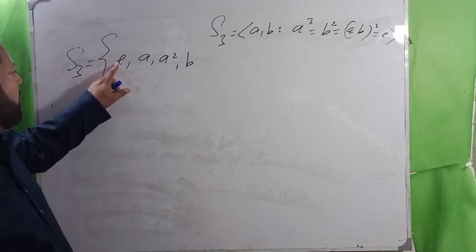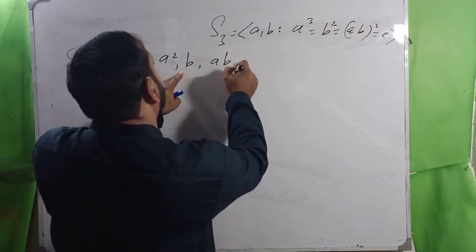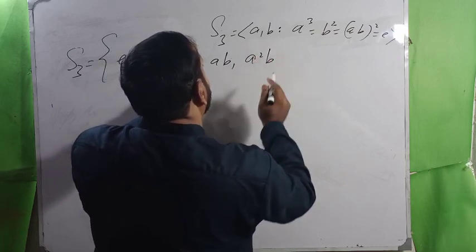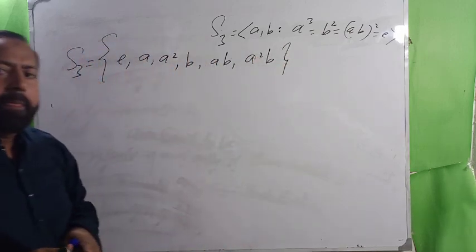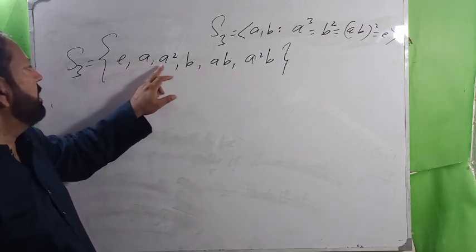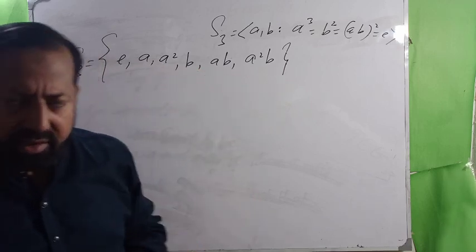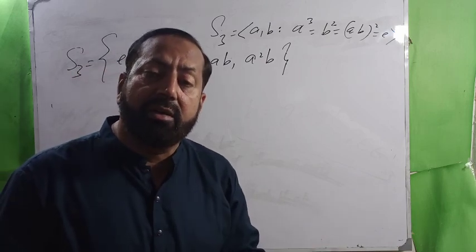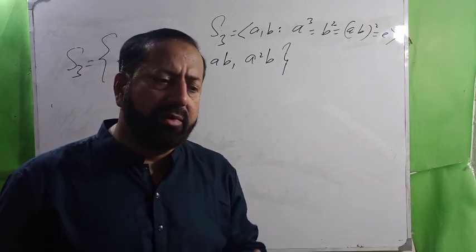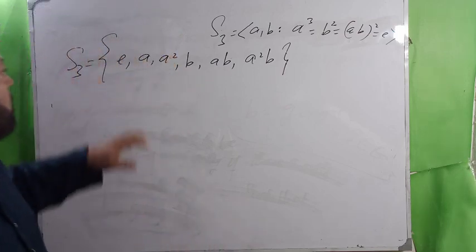And then start from here. eb, this is b. Then ab, it's ab. Of course then a square b. So these are the 6 elements: e, a, a square, b, ab, a square b. We have discussed in detail in Group Theory 1 how you form these groups like S3, D4 and other families. We have discussed it in detail.